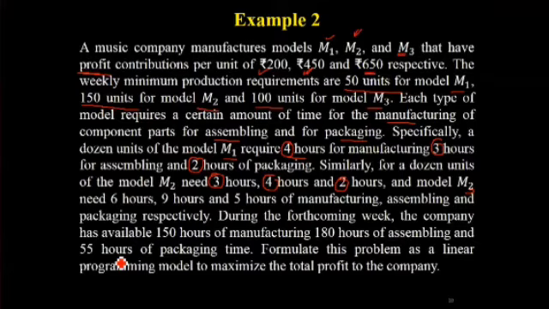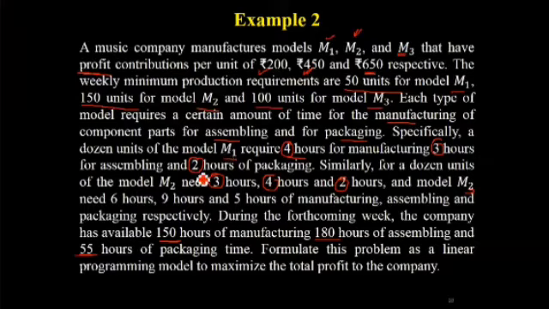Now during the forthcoming week, the company has available 150 hours of manufacturing, 180 hours of assembling, and 55 hours of packaging. You see, these are the restrictions, and we have to use them to construct the constraints. Now formulate this problem as a linear programming model to maximize the total profit of the company. When a lot of data is involved, one suggestion is to try to arrange the data in a tabular form.